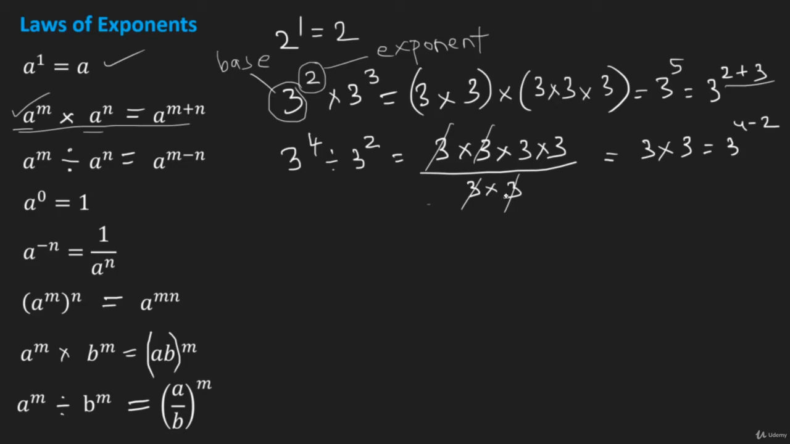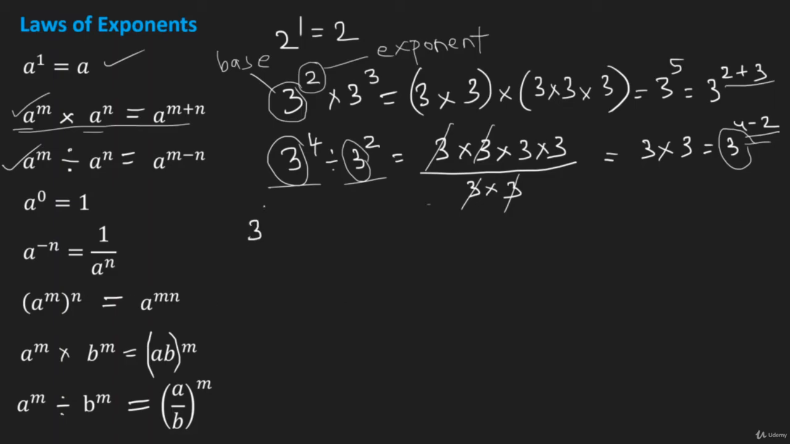Here also you can note that the base is the same. You have 3 as the base in this number and you have 3 as the base in this number. So the base is the same. So if you have a division operation to do and the base is the same, you keep the base as it is and subtract the exponents. Alright, that's the law over here.